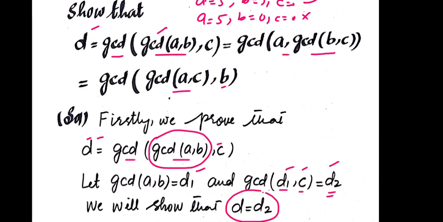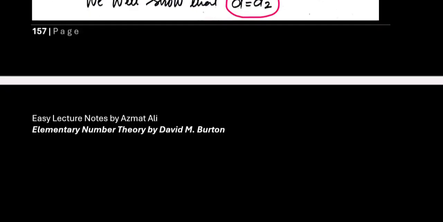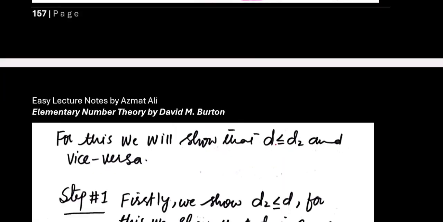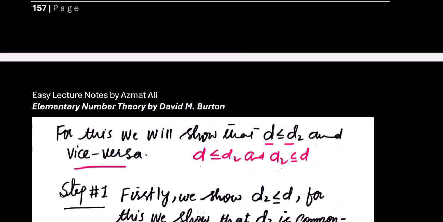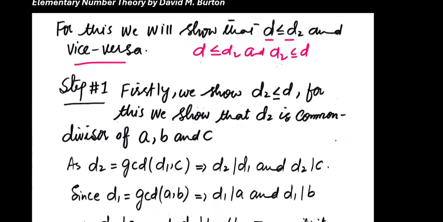To prove that they are same, we will show that D is less than or equal to D2 and vice versa. Meaning to say, once we prove D is less than or equal to D2, and second we will show that D2 is less than or equal to D. So firstly consider the case how we will prove D2 is less than or equal to D. Here we will show that D2 is less than or equal to D and D2 also divides D.